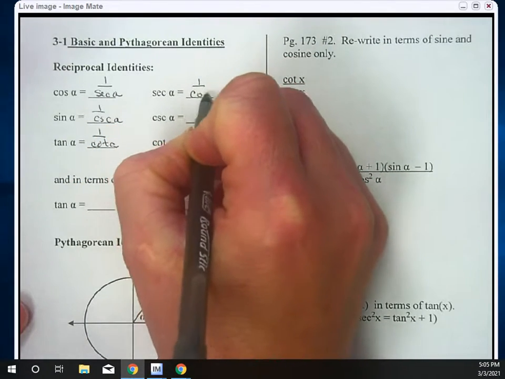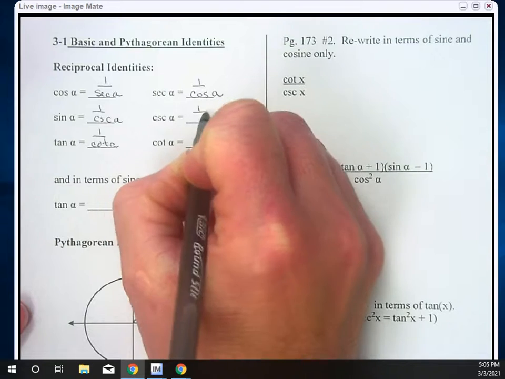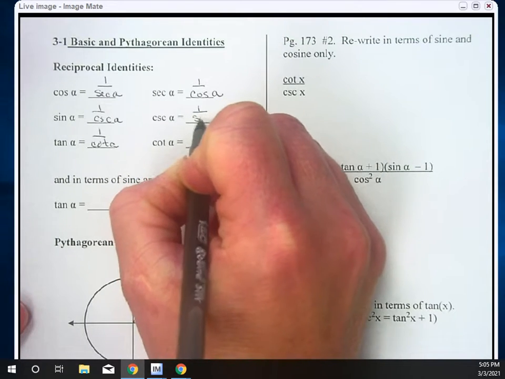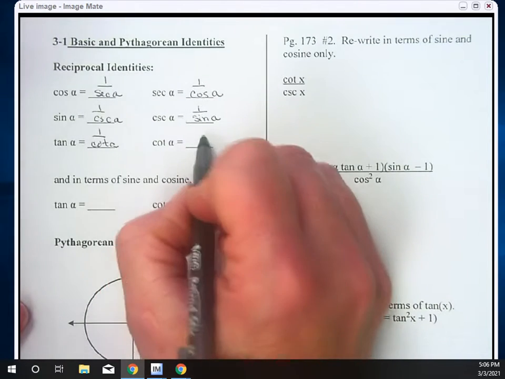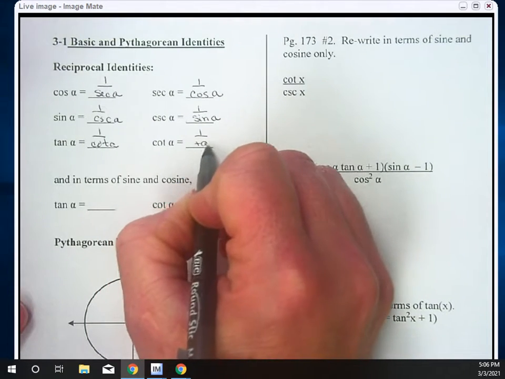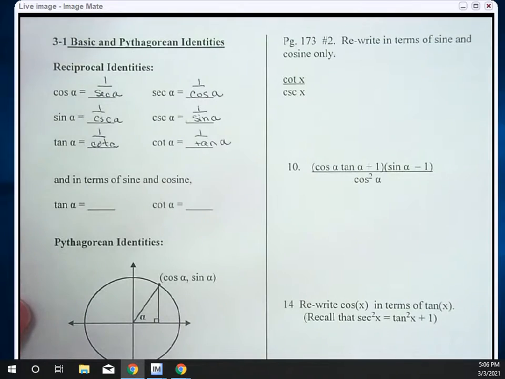Secant then is the reciprocal of the cosine. Cosecant is the reciprocal of sine. Now, one way to keep that in mind is that S and C go together. Cotangent is 1 over the tangent.